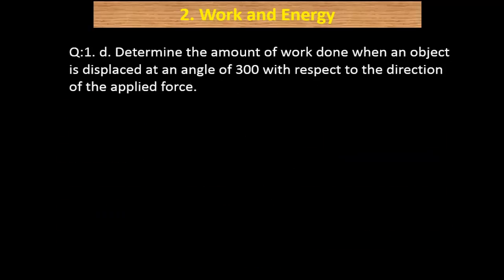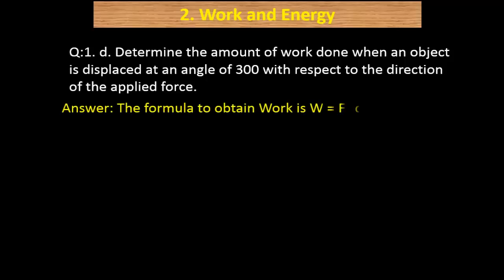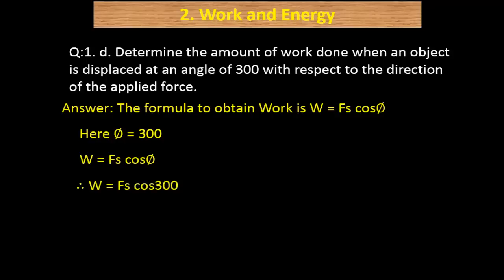Determine the amount of work done when an object is displaced at an angle of 30 degrees with respect to the direction of the applied force. Answer. The formula to obtain work is W is equal to Fs cos theta. Here theta is equal to 30 degrees. W is equal to Fs cos theta. Therefore, W is equal to Fs cos 30. Cos 30 is equal to root 3 upon 2. Therefore, W is equal to Fs root 3 upon 2.